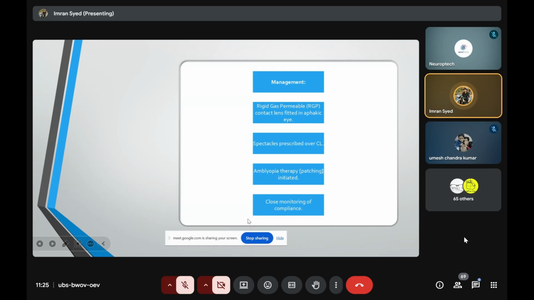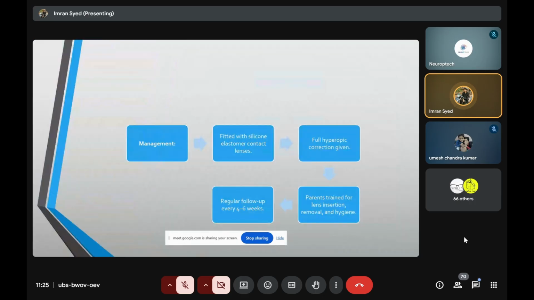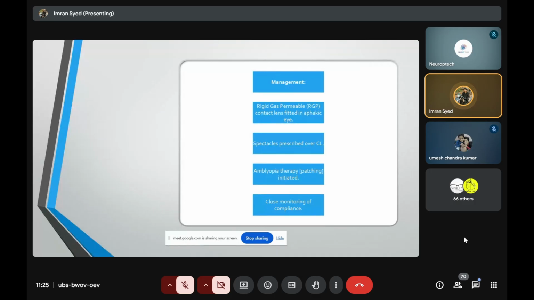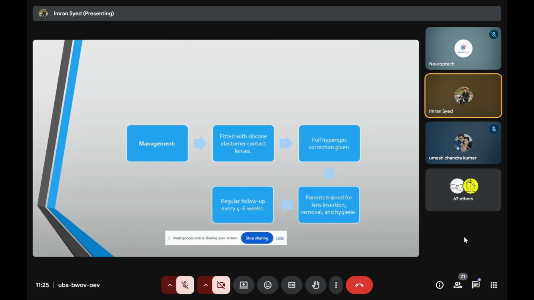Now you can ask the question, why for the first case we have fitted silicone elastomer lenses, and for this case we have given RGP lenses. I'll explain. In the first case, the child is an infant. It would be very uncooperative if the parents had to insert the lens every day and remove the lens every day.